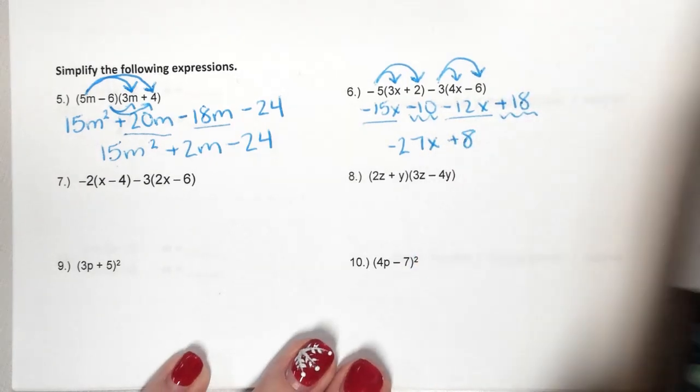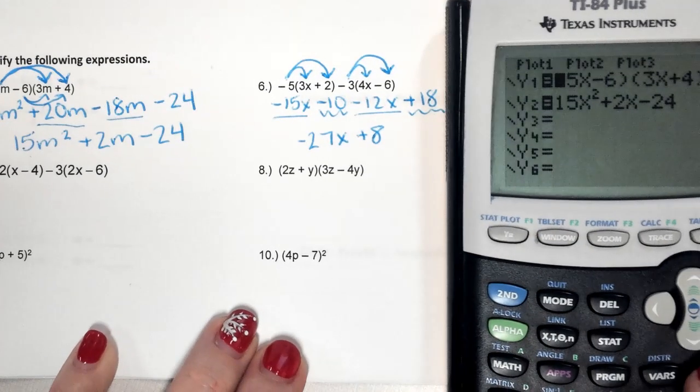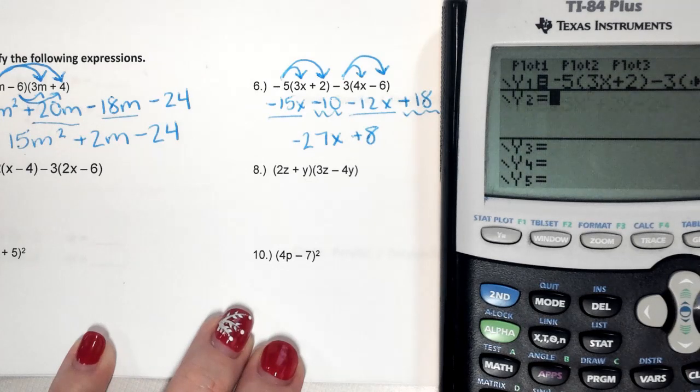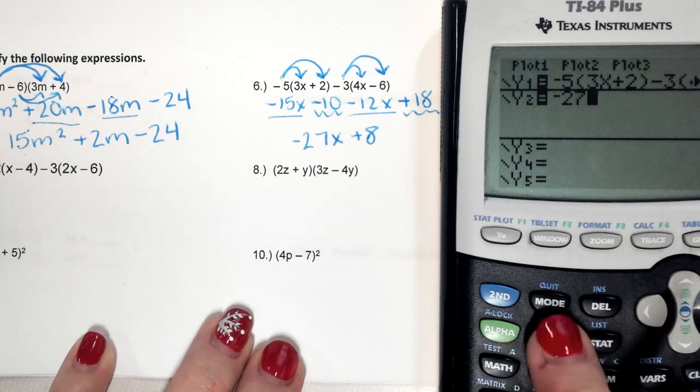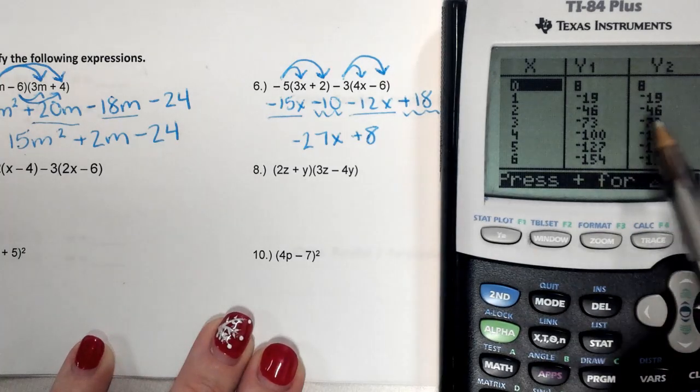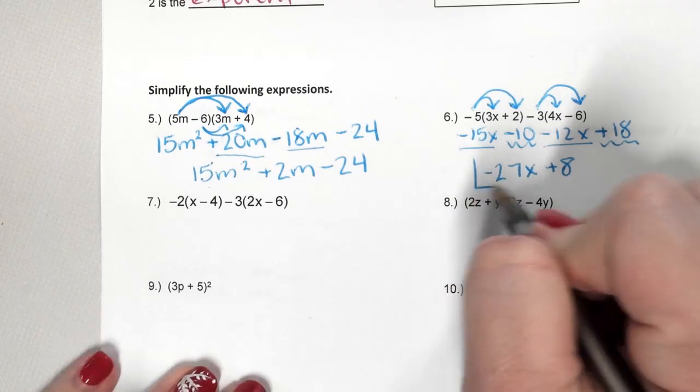So again, you can type what's given to you on y1 the exact way you see it. And your answer on y2. Check your table, and everything matches, so I did it correctly. And I'm going to box my answers.